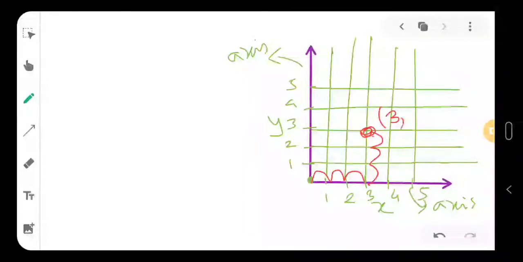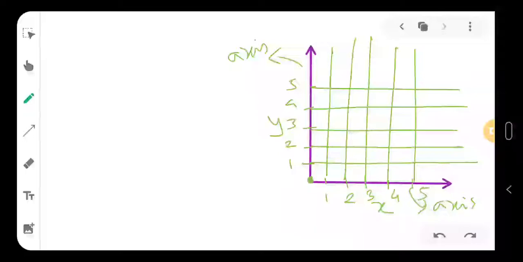So again, 3 steps in y direction. So the position of this object will be 3, 3. Okay, so this is how we locate any kind of points. Let us now try to plot a data set. So this is how to locate one single point.